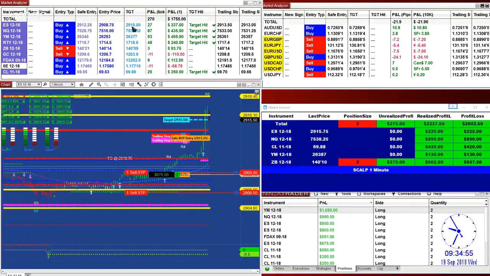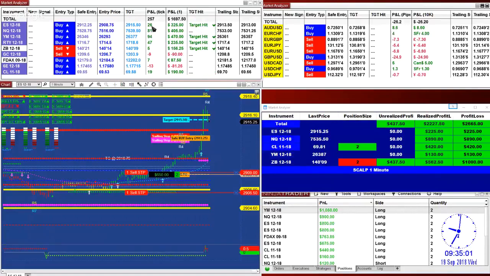2908.75. The target is 2915.50. And then we are at 26 ticks from that signal trade. The same story on the NASDAQ. Right now, on the last signal here, we have 27 ticks. The market analyzer is based on one contract only, and a 1 minute.